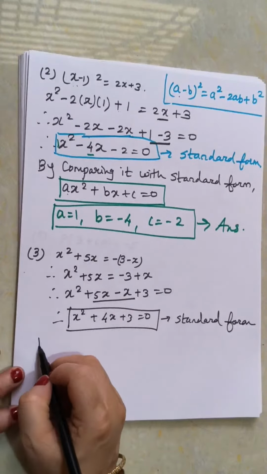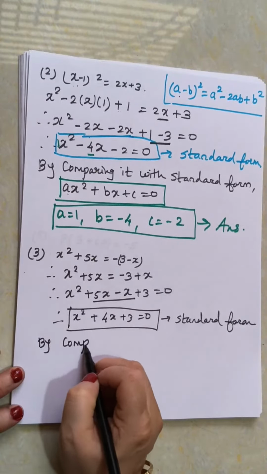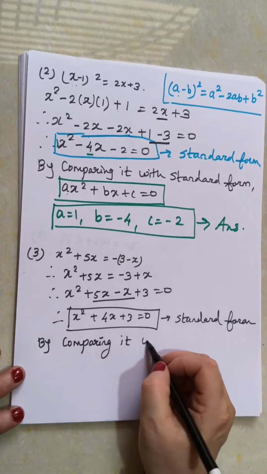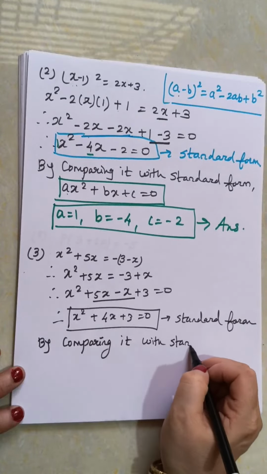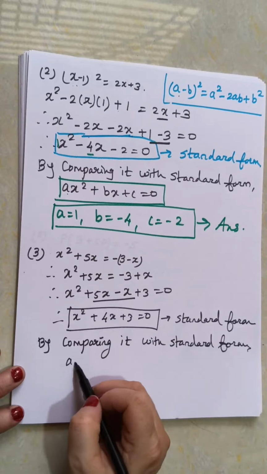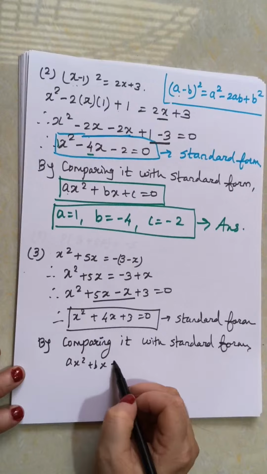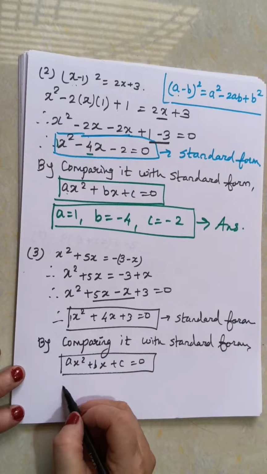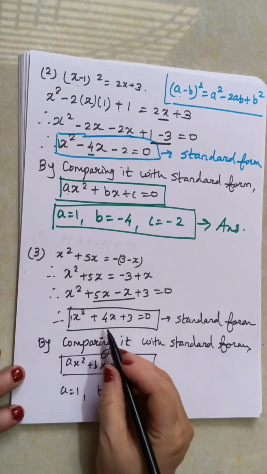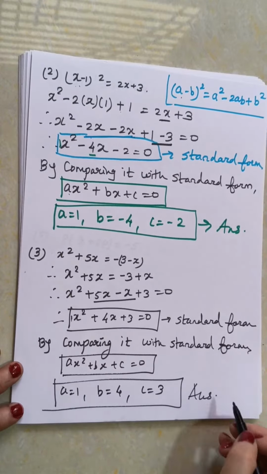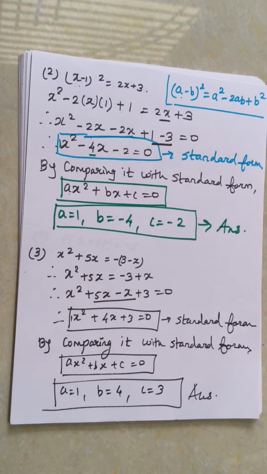By comparing it with standard form, so what is the standard form? ax² + bx + c is equals to 0. What will be a? When nothing is there, a is 1, b is 4 and c is 3. So this is my answer. Isn't it simple? Let me get answers from you all boys. Isn't it simple? What do you feel?